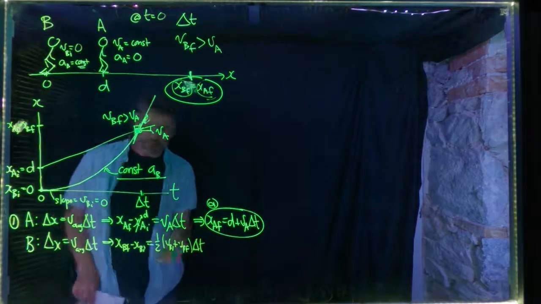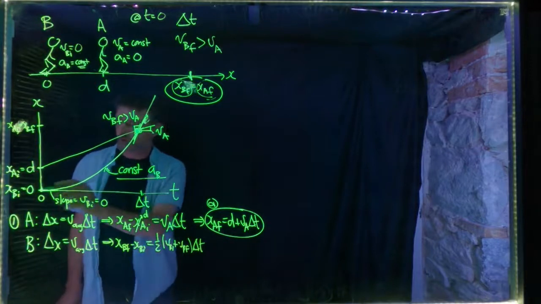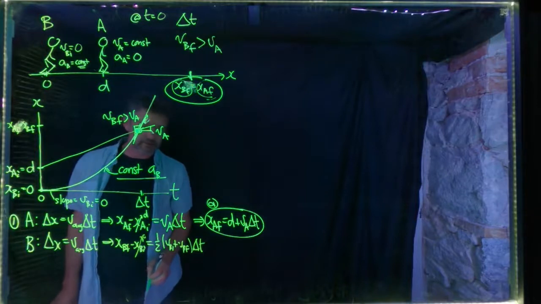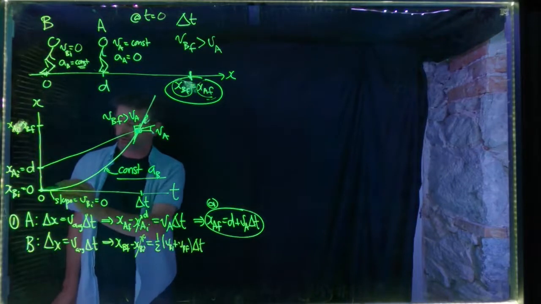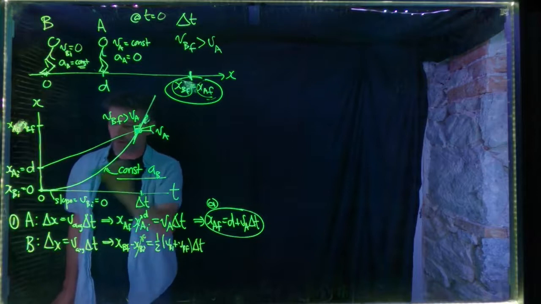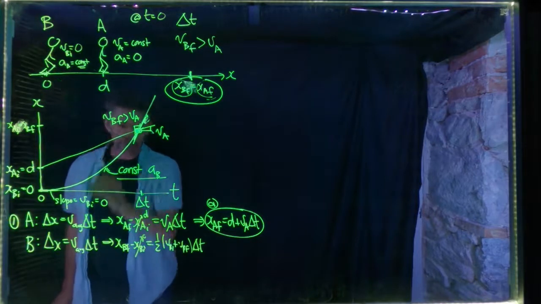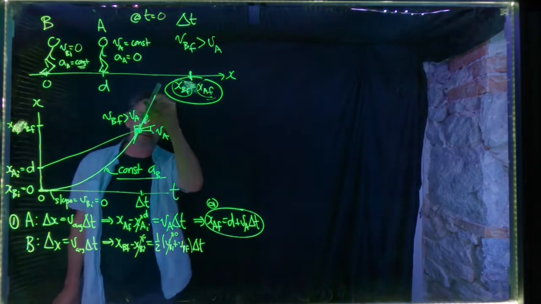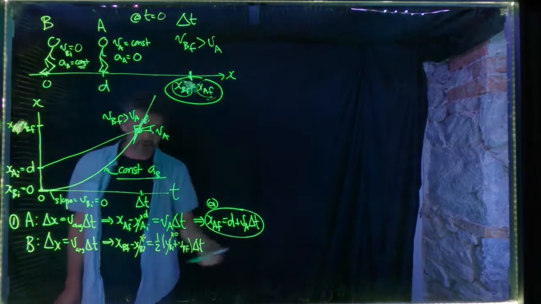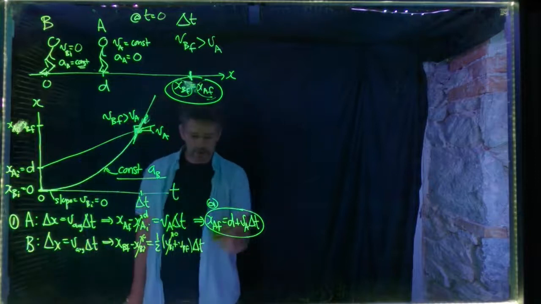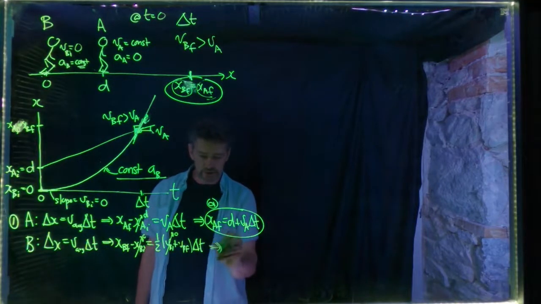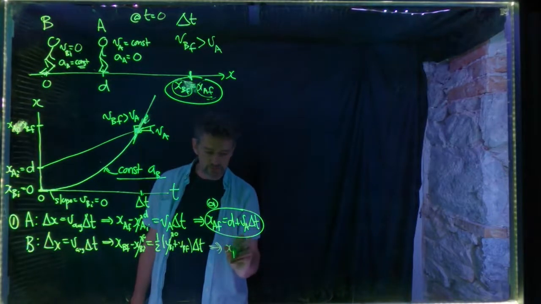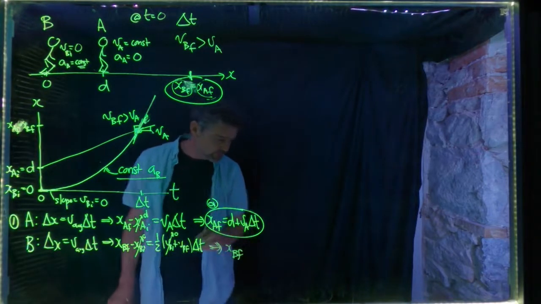Then we start to specialize. x Bob initially started at x equals 0, so that variable is 0. v Bob initial, the initial slope of his position versus time graph, was 0. He starts at rest. And we don't know what v Bob final is. That's this slope over here, which is an interesting thing that we're going to solve for. So we rearrange this, and here's an expression for x Bob final.